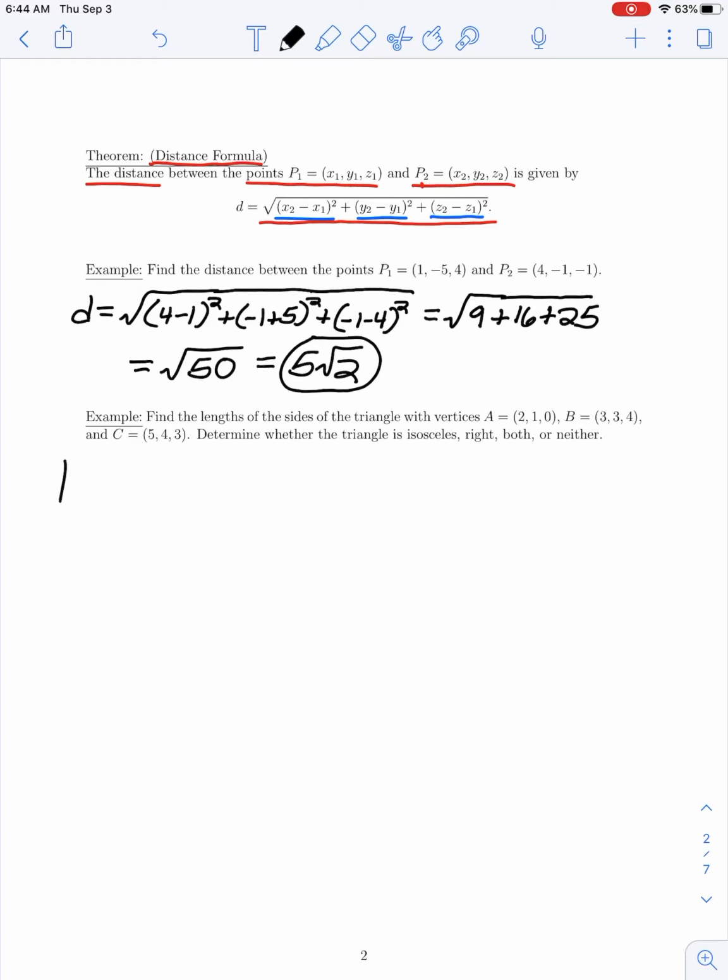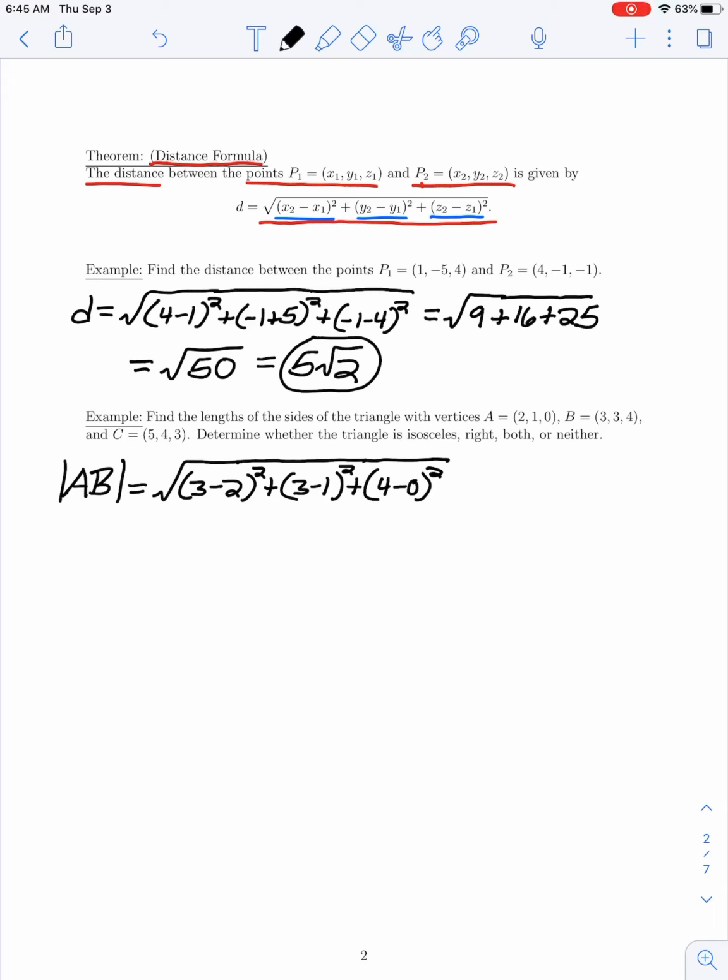So for notation here, that distance I'm going to denote as follows. I'll say the absolute value of AB we'll refer to as the distance from point A to point B, which is given by the square root of the sum of the squares of the differences between our x, y, and z coordinates. So for A and B, the difference in our x coordinates would be 3 minus 2, taking that value squared. For our y coordinates, we would have 3 minus 1 squared. And for our z coordinates, we have 4 minus 0 squared.